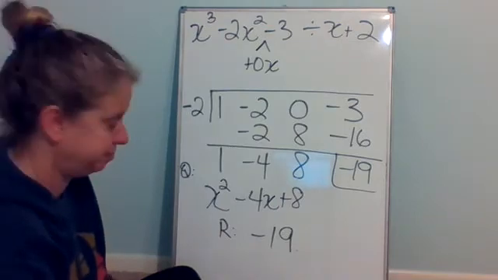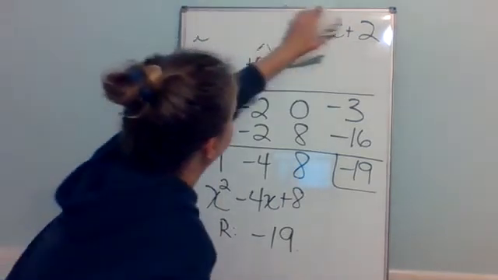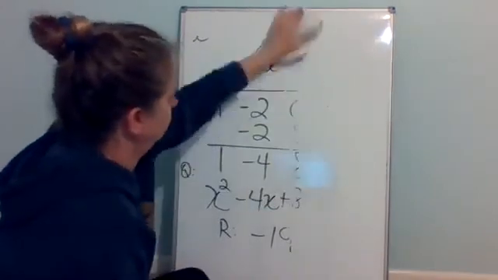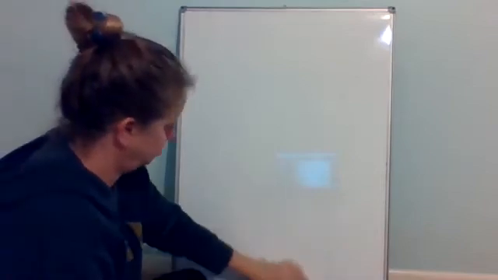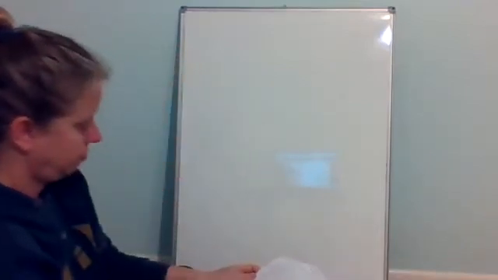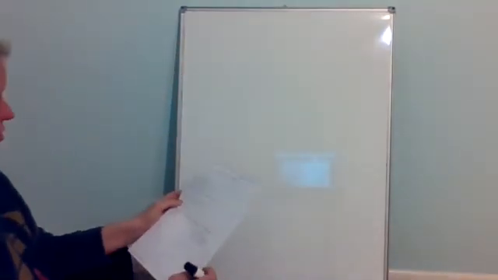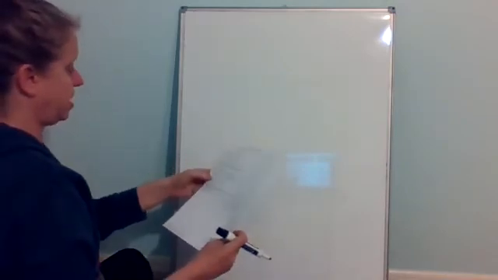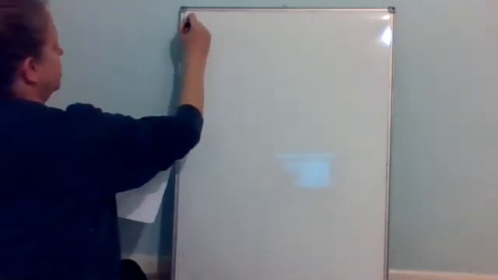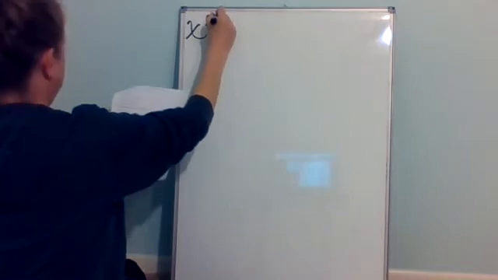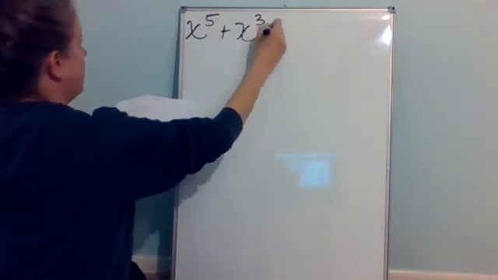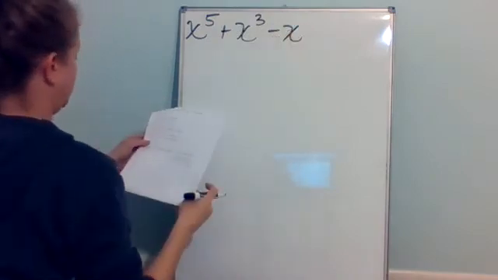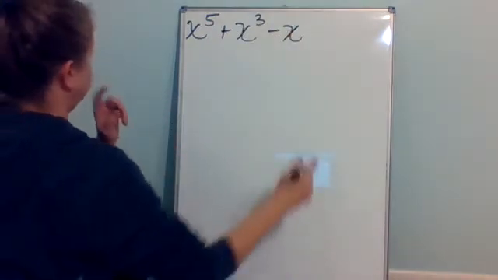All right, 2 more. Oh, this is a long one. Number 7, x to the 5th plus x to the 3rd minus x. We're going to divide that by x minus 3.